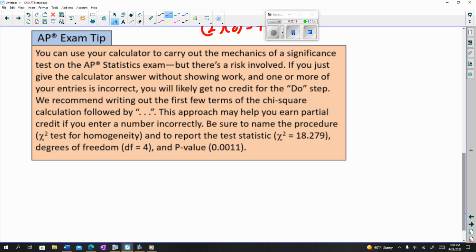You can use your calculator to carry out the mechanics of the significance test, but there's a risk involved if you just give the calculator answer without showing your work and one or more of your entries is incorrect, meaning you pressed the wrong button or made a little mistake putting a number in. You'll likely get no credit for the do step. We recommend writing out the first few terms of the chi-square test followed by the dot, dot, dot, like I just said. This approach may help you earn partial credit if you enter a number incorrectly, all right? Moving on.